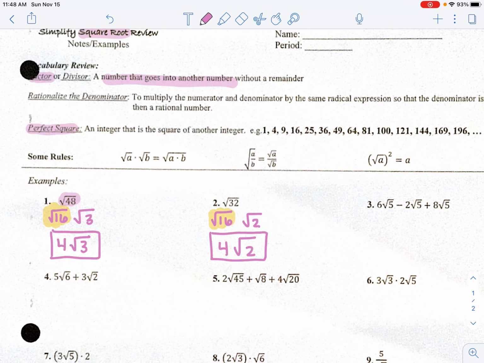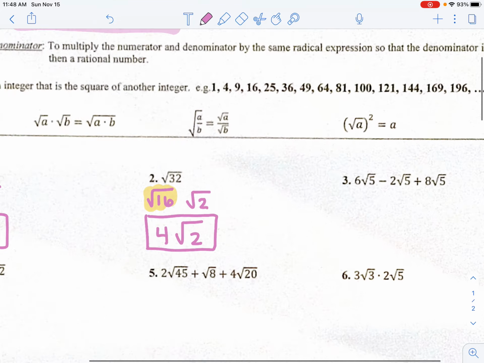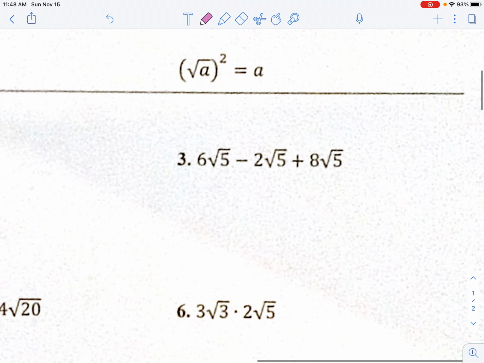We can also do operations like addition and subtraction. So for problem number 3, it says 6 radical 5 minus 2 radical 5 plus 8 radical 5. In order to do addition or subtraction, they have to have the same radicals. So let's look at all their radicals. We've got radical 5, radical 5, and radical 5. Since they all have the exact same radical, we can add or subtract them together.